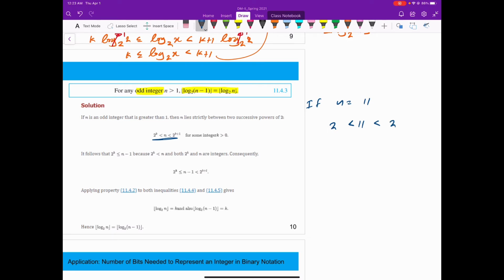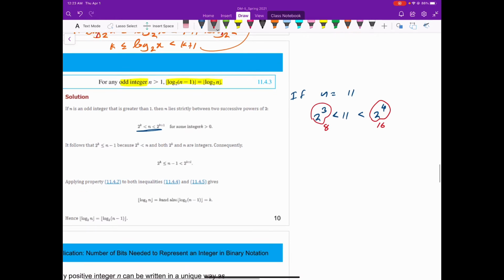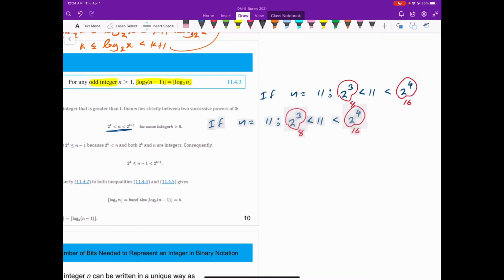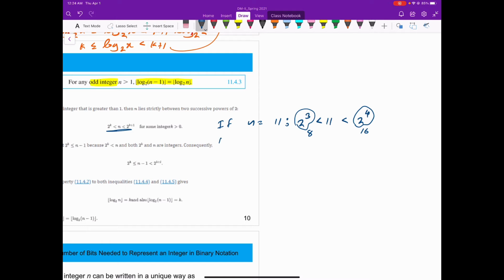So you can just write this to be 2 to the power 3, which is 8, and 2 to the power 4 is 16, right? This is 8, that is 16. So this happens for any two such numbers. In the next case, let's consider any other number you want. Let's consider n to be 19.